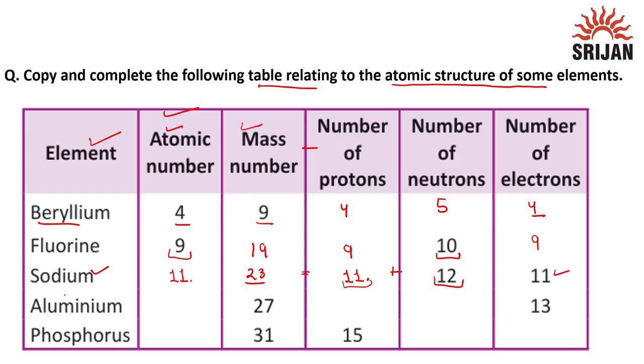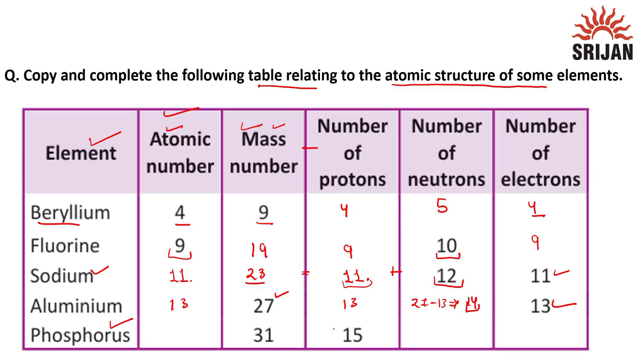Now talking about aluminium, as you can see here, it has 13 electrons. That's why its atomic number will be 13 and the number of protons in aluminium will also be 13. Now talking about the number of neutrons, we know that the number of neutrons is equal to the mass number minus the number of protons. So here the mass number is 27. Therefore, the number of neutrons will be 27 minus 13, which comes out to be 14 neutrons in aluminium.